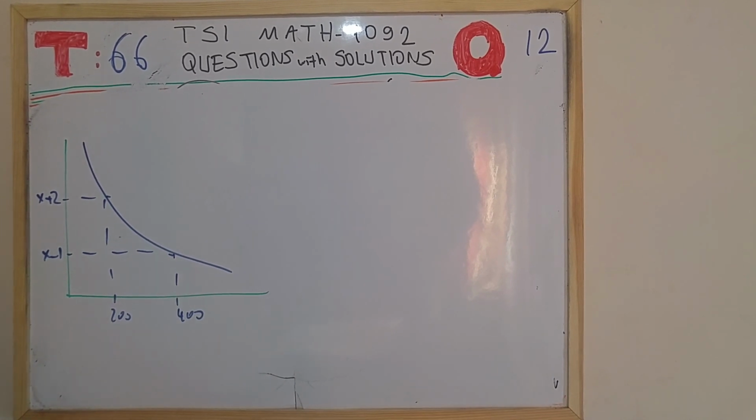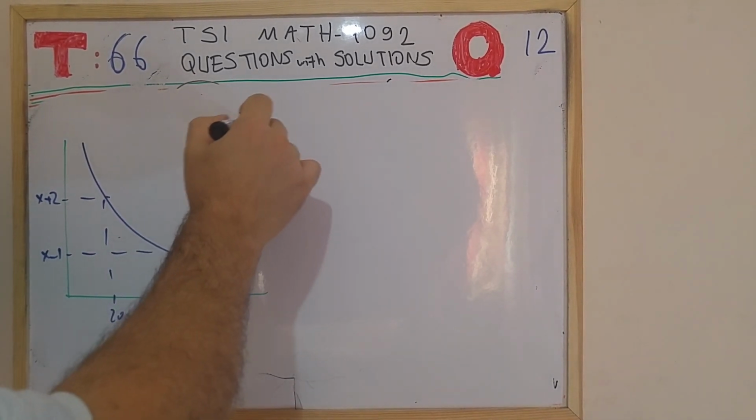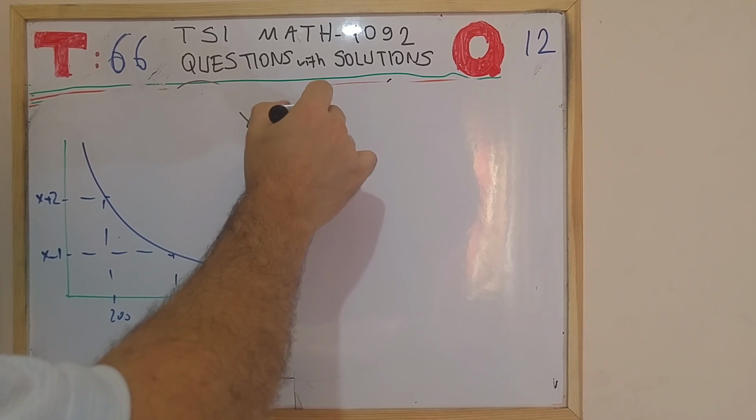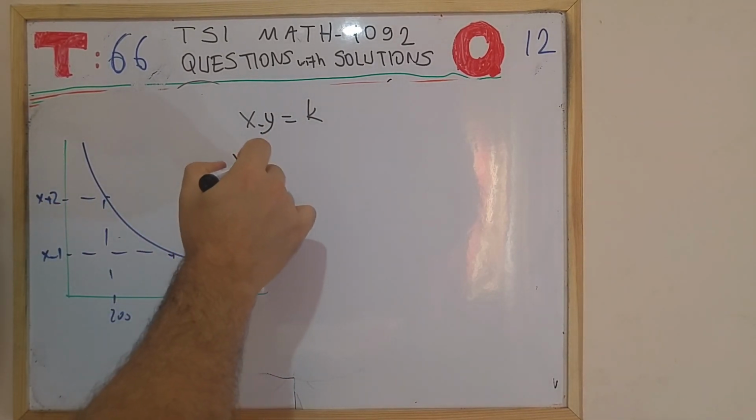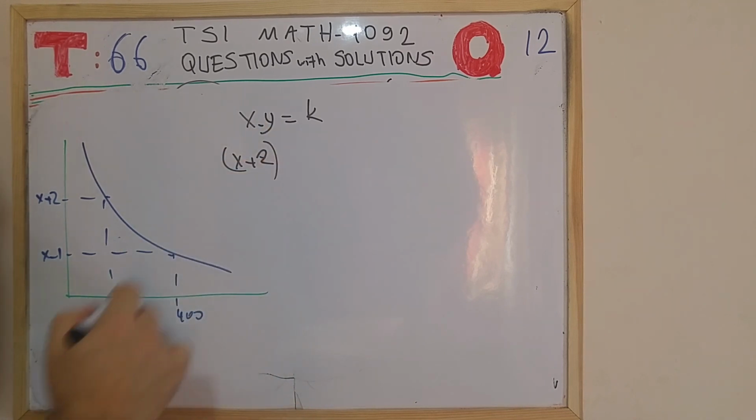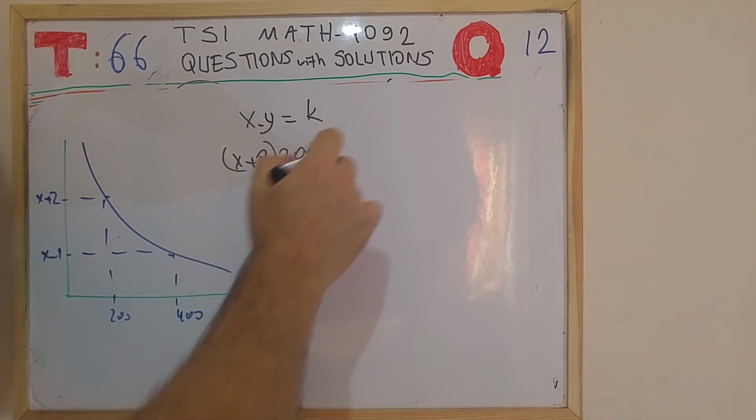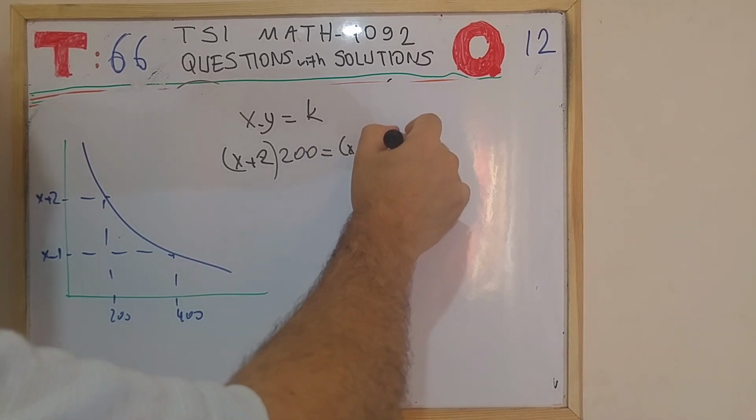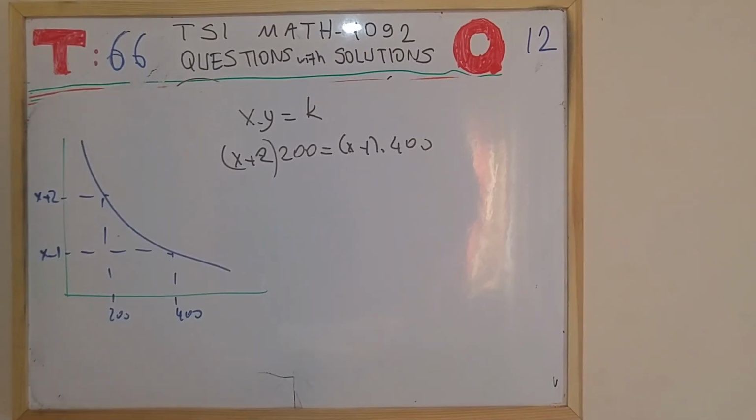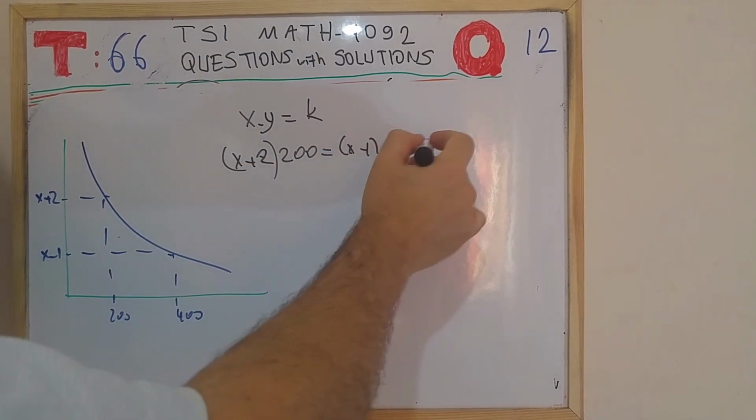Since we have an inverse proportion, the multiplication of x and y must be constant. Therefore, the multiplication of any 2 points, that is x plus 2 times 200, must be constant, and this must be equal to x minus 1 times 400. Now we can easily find x. We can just simplify this.